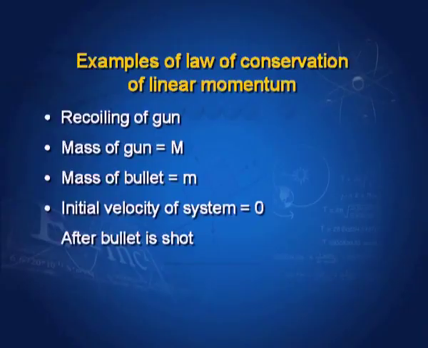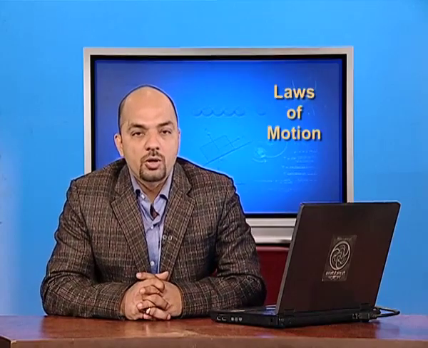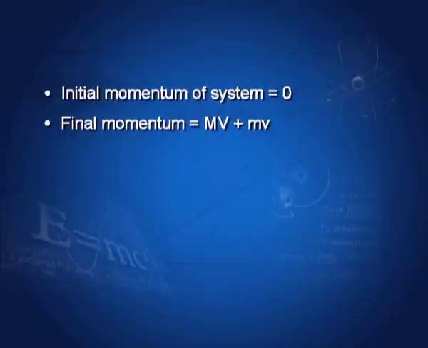Now, the bullet is shot and velocity of the bullet is v. Let the velocity of the gun be capital V. So, after the bullet is shot, the final momentum will be equal to capital M capital V, which is for the gun, plus small m into small v, which is for the bullet.